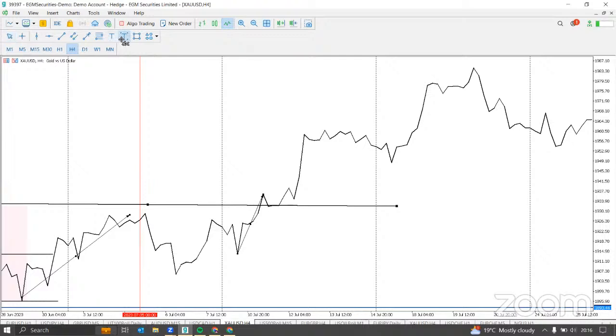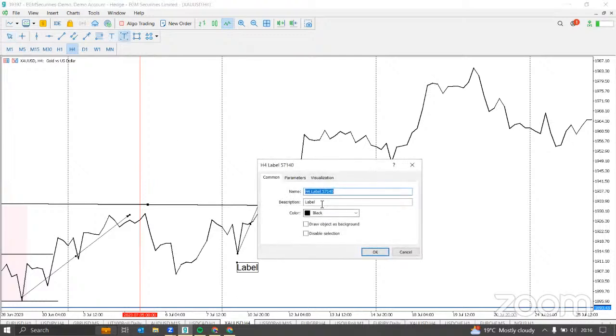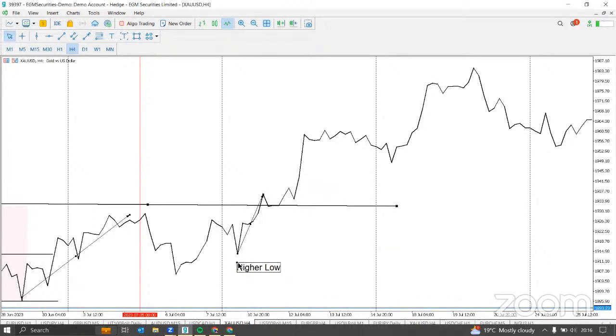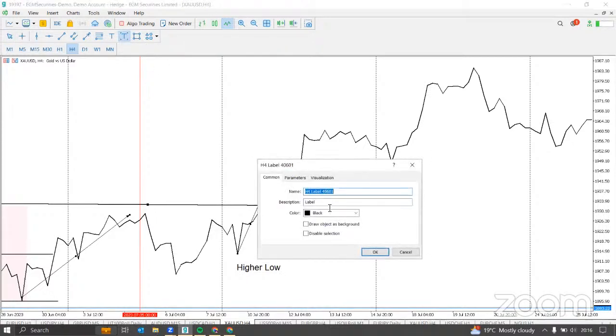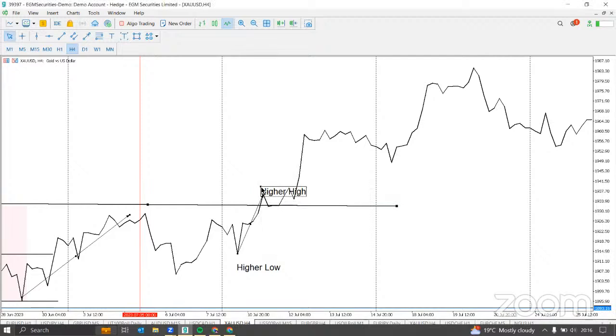So now I can mark this as my higher low, and this here as my higher high. Why? Because it broke that initial move. Again, here you have a series of much smaller swing points.